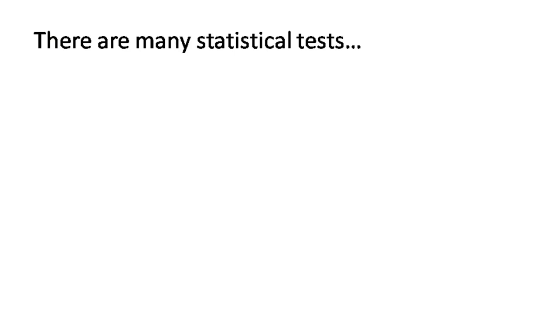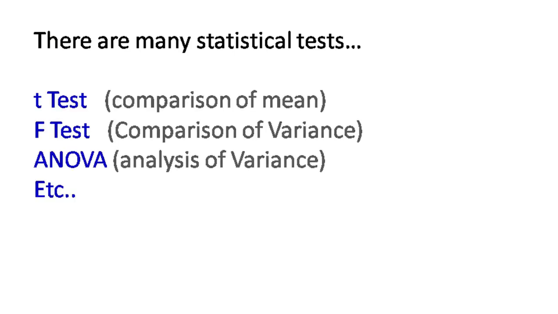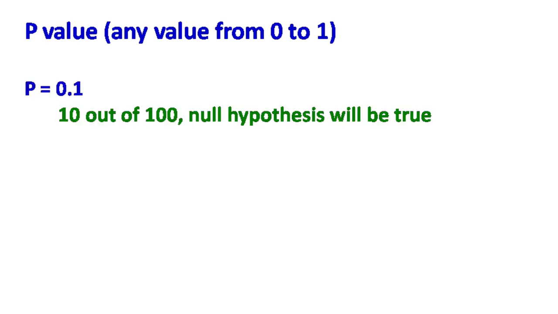Now there are many statistical tests, for example t-test, f-test, ANOVA, etc. And the final result of each test is judged on the basis of the p-value obtained. The p-value can take any value from 0 to 1. Let's say the p-value is 0.1. This means if I repeat an experiment 100 times, 10 out of 100 times the null hypothesis will be true.